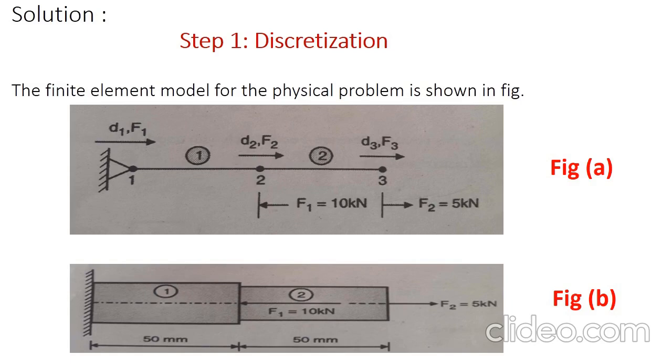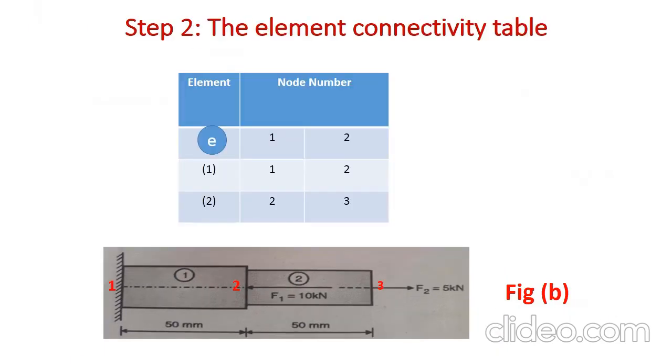Now we will see how to find out these nodal displacements. Step 2. We will form the element connectivity table. What is the meaning of the element connectivity table? You can observe the diagram, and with respect to that observe the table also.